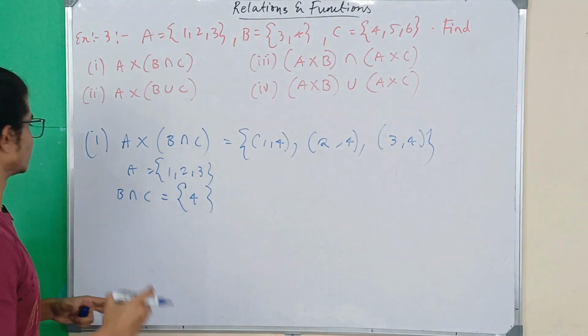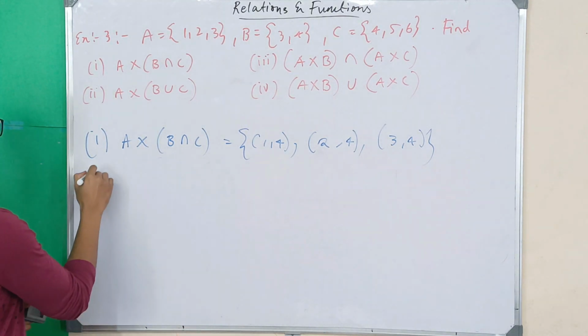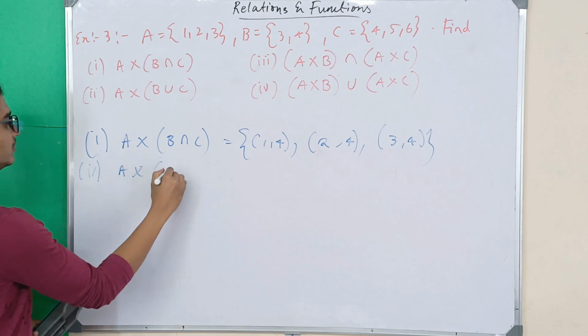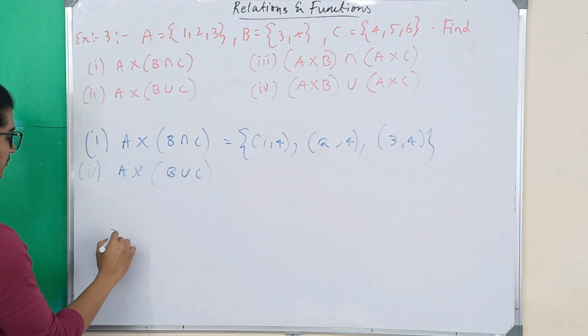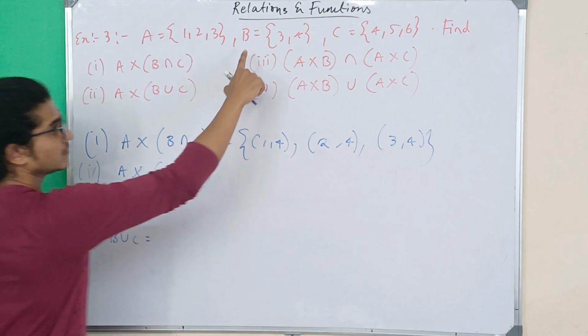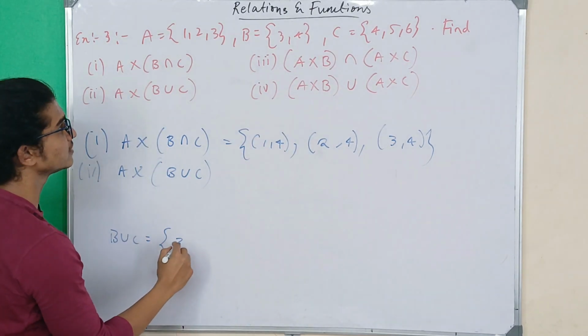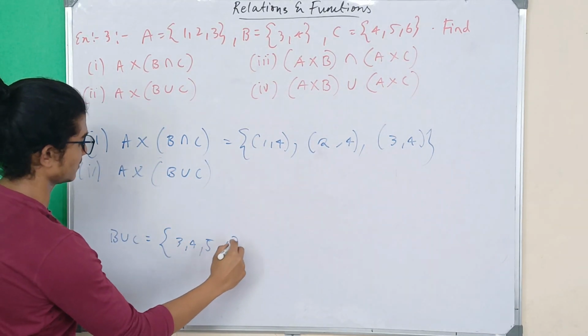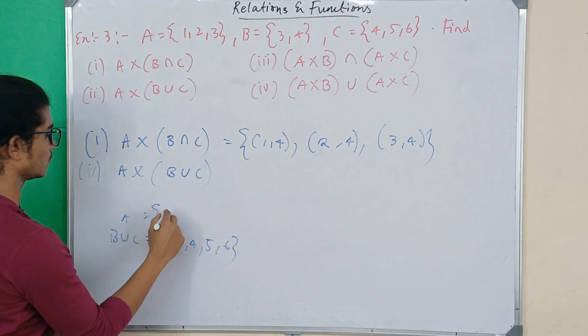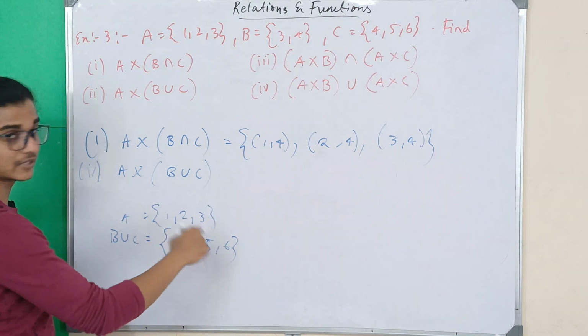Second one, we're supposed to find A cross B union C. So let's first find B union C. So we have to merge these two sets, which means {3, 4, 5, 6}, and then we have to take A, which is {1, 2, 3}, and then multiply everything with this.